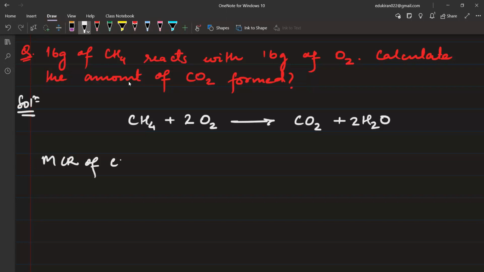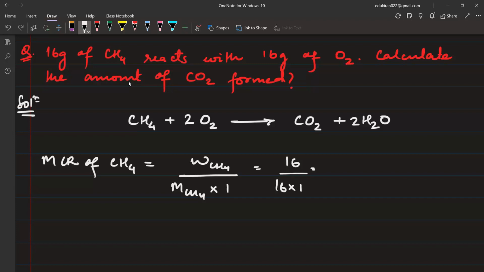MCR of CH4. Tell me, what will be the formula? Mass is given, na? So mass of CH4 divided by molar mass of CH4 multiplied by the stoichiometric coefficient, that is 1. Mass of CH4 is 16, molar mass is 16 into 1 will be equal to 16, will cancel, the MCR is equal to 1.